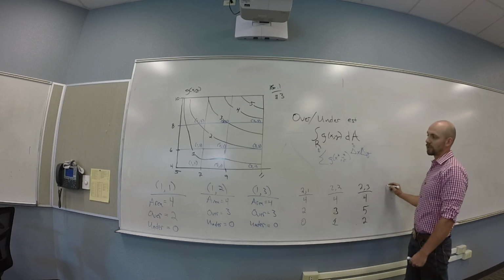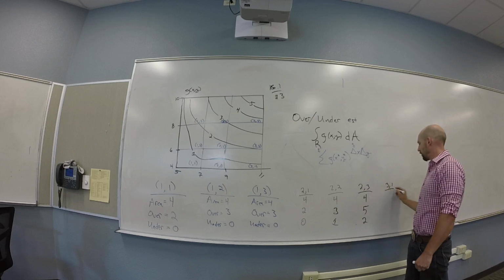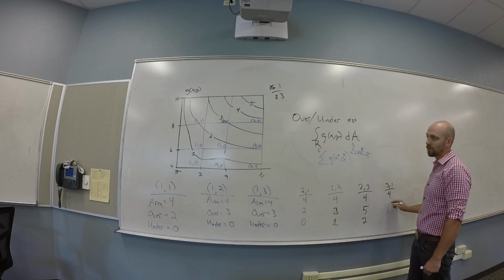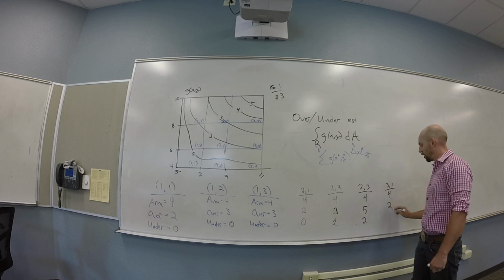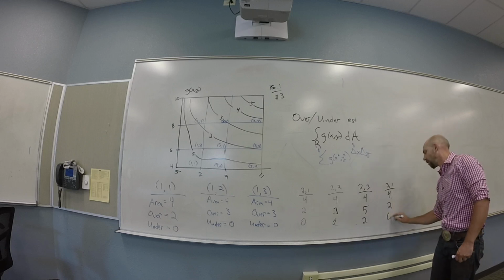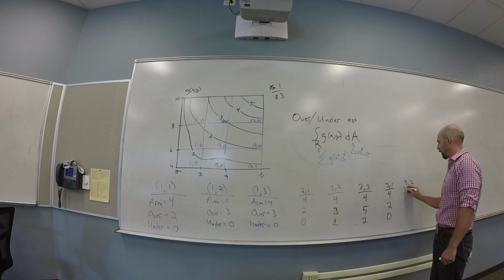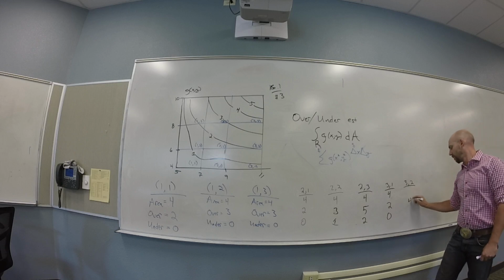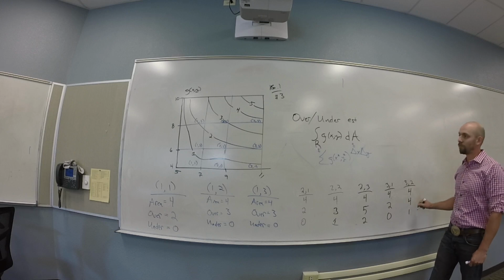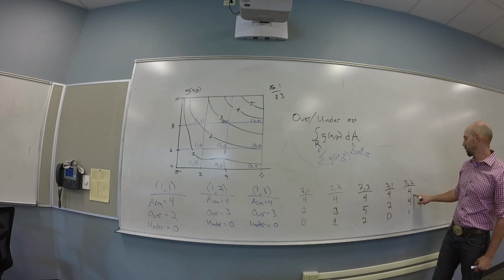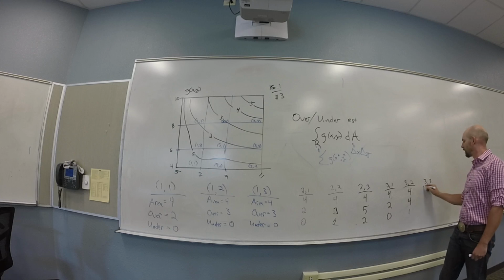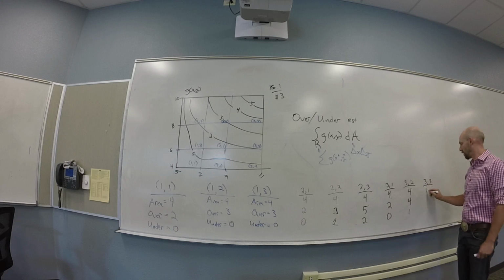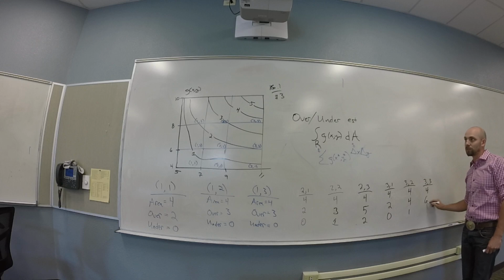And then in the third set, so our 3, 1 rectangle, area is 4. Overestimate is 2. Underestimate is 0. In your 3, 2 rectangle, what do you got? 4 is over, 1 is under. 4 is over, 1's under, and it's an area of 4? Yeah, that seems legit. And then your 3, 3 rectangle, area is 4, overestimate's 6, underestimate's 3.